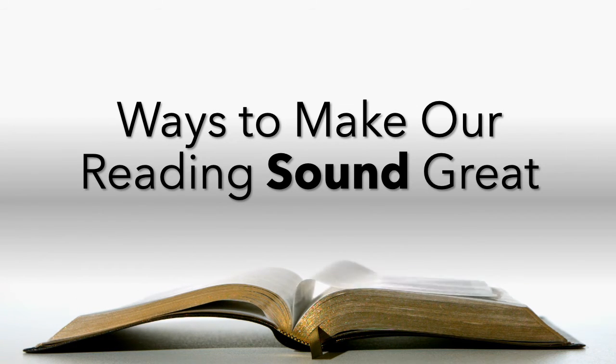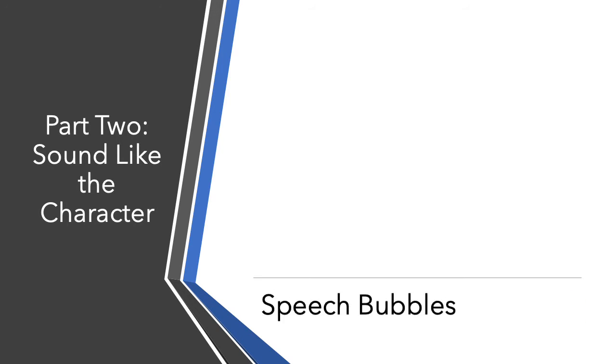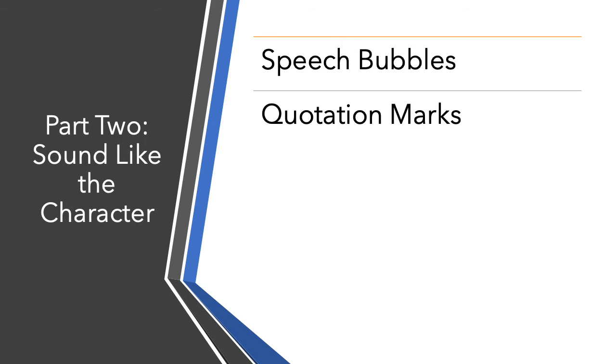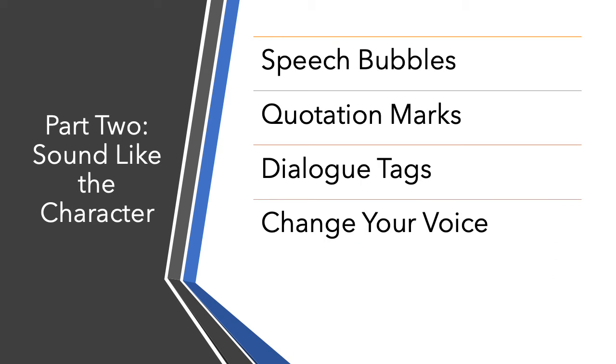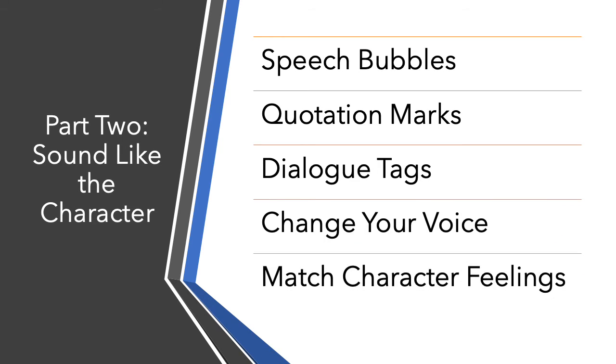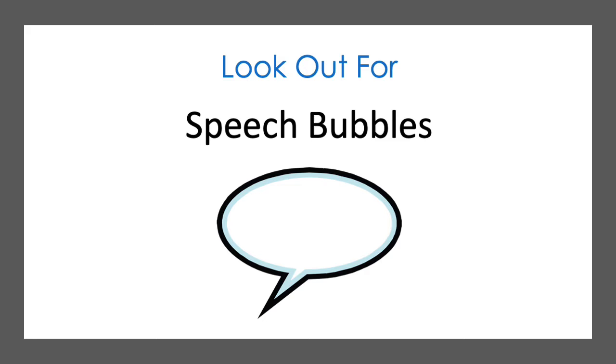This week, we are studying ways to make our reading sound great. This video will teach you to be on the lookout for places where characters are talking and then change your voice to match the character and the character's feelings. Speech bubbles, quotation marks, and dialogue tags help readers figure out who is talking. Then, readers change their voice to match the characters and match the character's feelings.